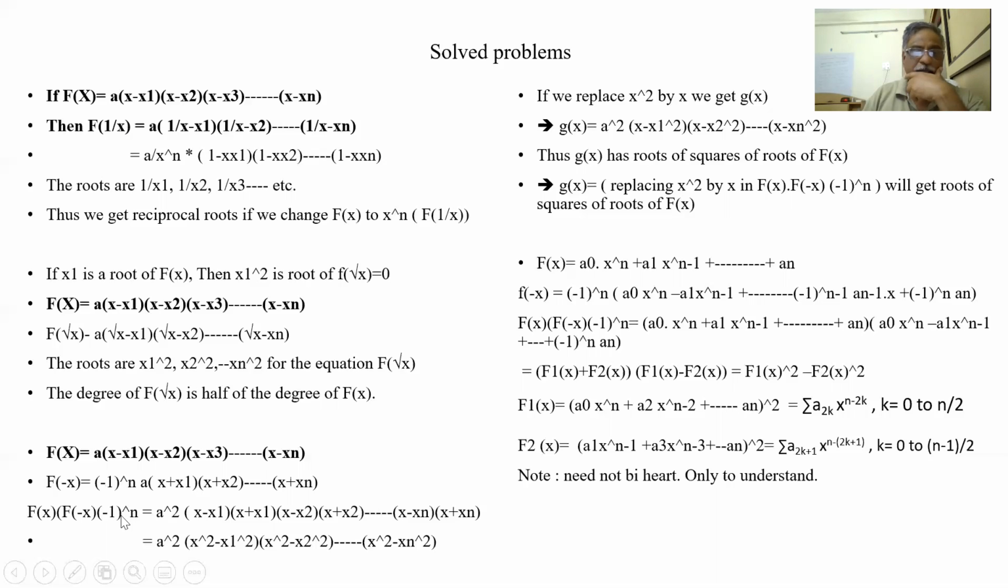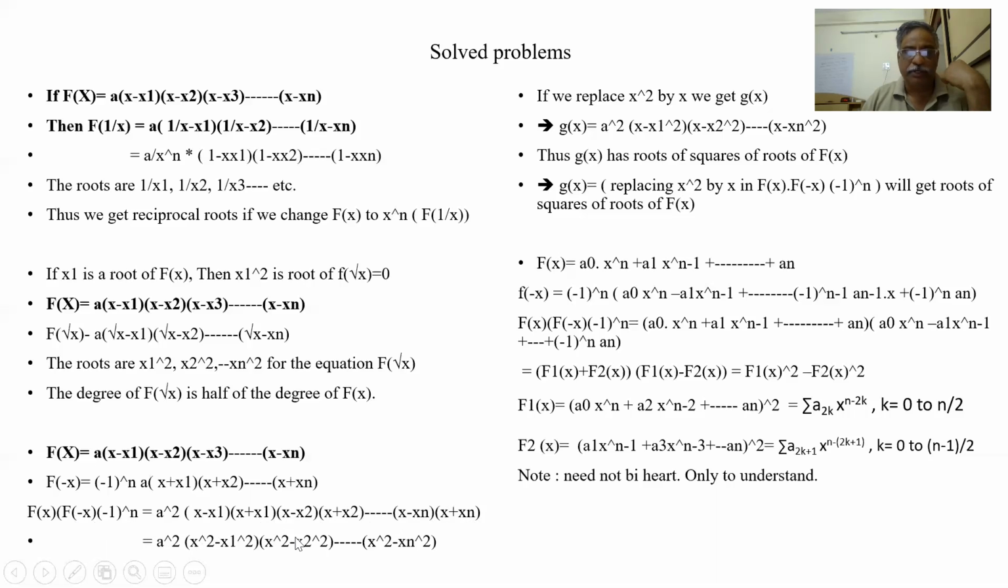So when I multiply these two, f of x into f of minus x into minus 1 to the power of n, what happens? Minus 1 to the power of n into minus 1 to the power of n becomes minus 1 to the power of 2n, which is always positive. So we remove this term. So we are multiplying all x minus x1, x plus x1, x minus x2, x plus x2, like that. So if I multiply these two, what will become? X square minus x1 square, x square minus x2 square, x square minus xn square.